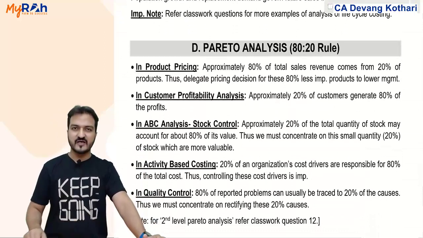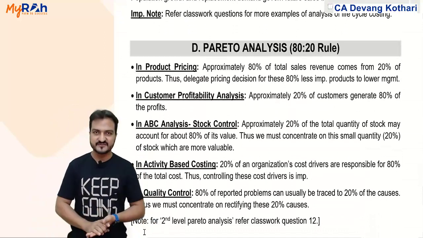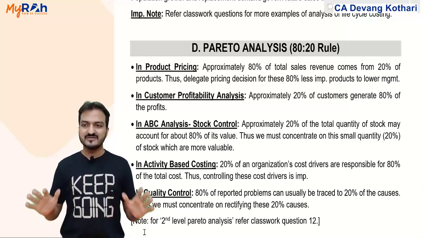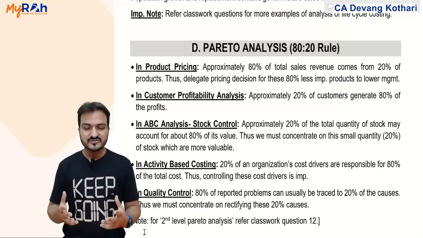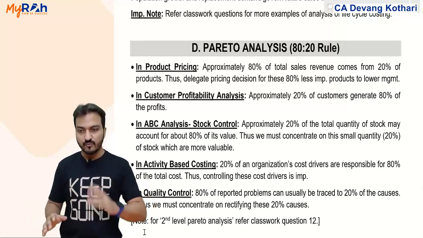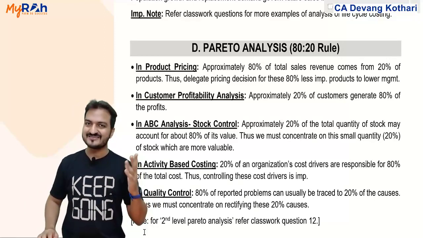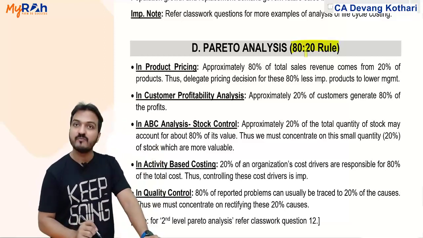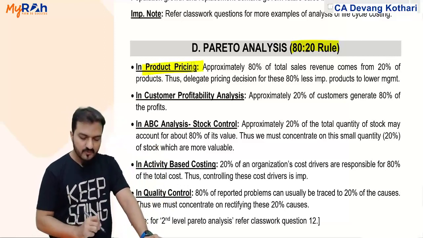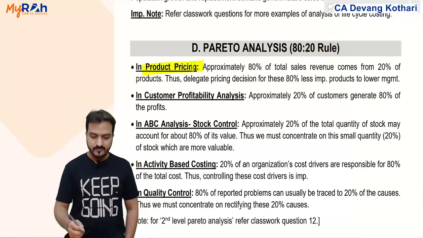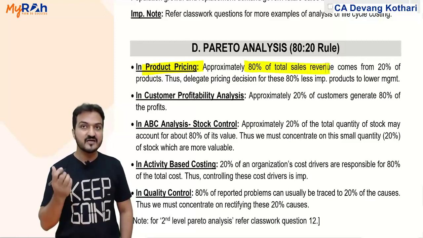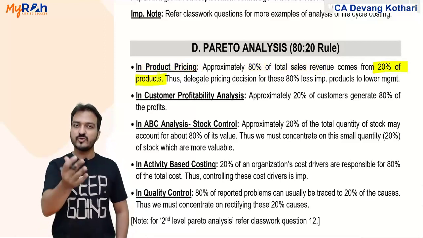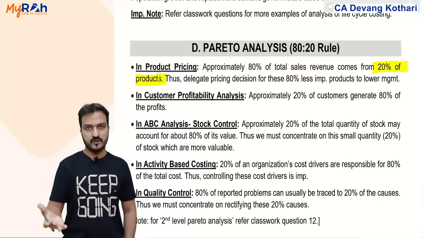Okay, so that was life cycle costing. Next is Pareto analysis. Pareto analysis, also called the 80-20 rule, is a very simple theory which says that 80% of my good things come from only 20% of the cases. For example, at different places this 80-20 rule might be applied. If applied in product pricing, it means that 80% of my sales revenue is coming from only 20% of the products, because 20% of the products are high price products.